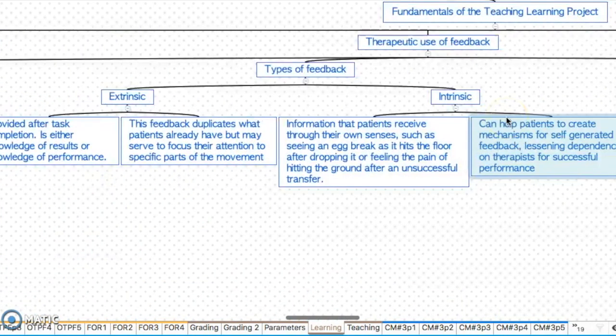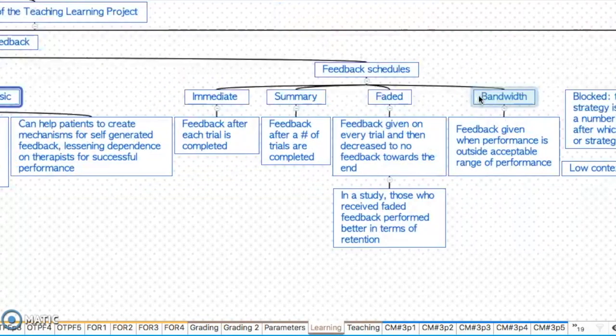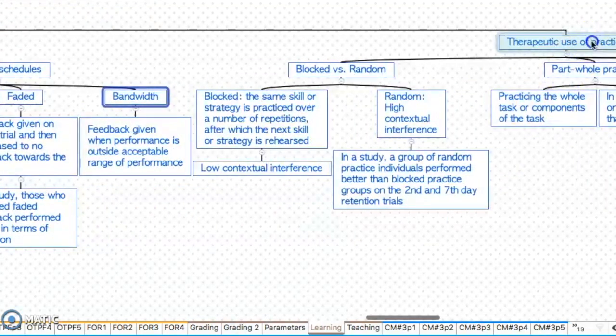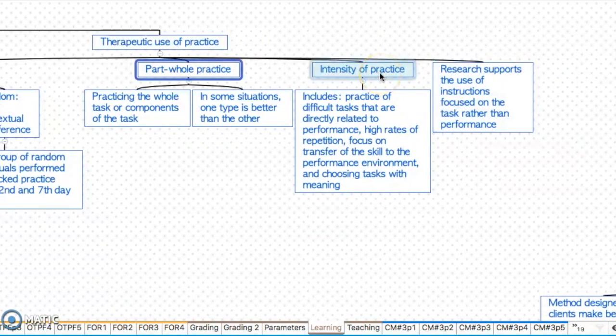Next, we have fundamentals of the teaching learning process, which includes the therapeutic use of feedback, and types of feedback we included were extrinsic and intrinsic, types of feedback schedules that can be used when working with clients, therapeutic use of practice, which includes blocked, random, and part whole, and guidelines for intensity of practice.